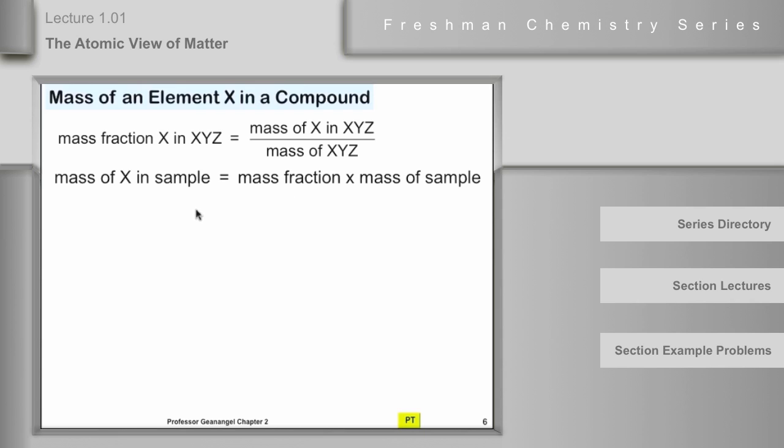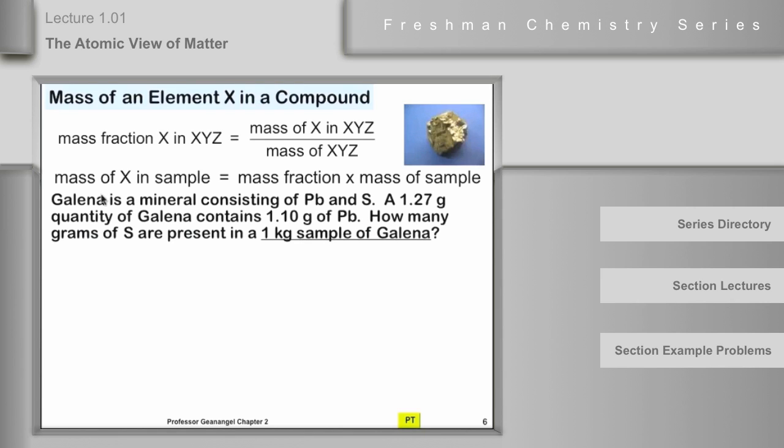Well, I don't have a gold problem for you. I have galena. It sort of looks like gold. It's not really fool's gold. Iron sulfide is fool's gold. This is lead sulfide, galena, and it looks a little goldish there. And here's the problem. We have a 1.27 gram quantity of galena, which I will refer to as G in the future, just to make my writing a little bit more compact.